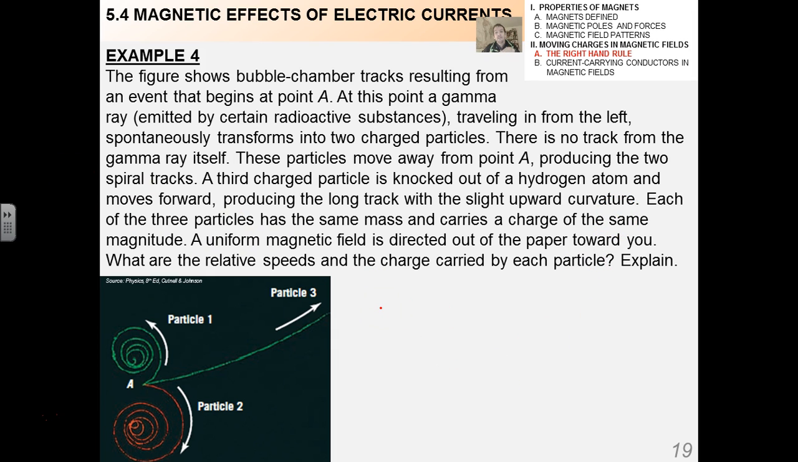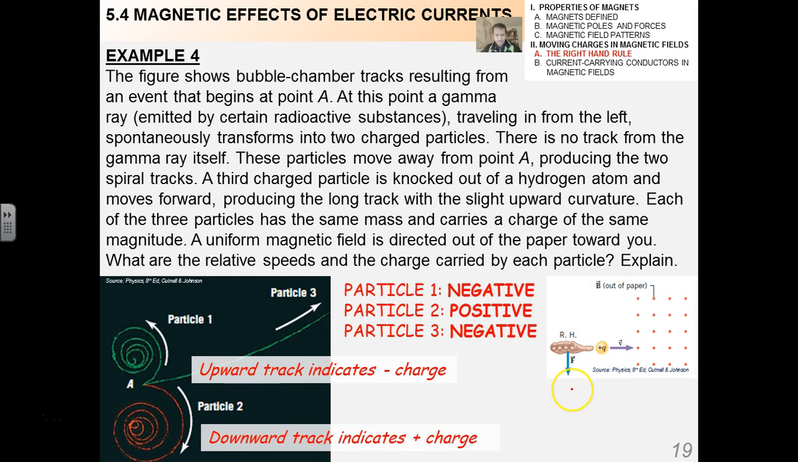There's a uniform magnetic field out of the paper towards you. What are the relative speeds and the charge carried by each particle? Very interesting, okay? All right. Turns out that particle 1 has to be negative. Well, why is that? Because there's an upward track. Its force is acting upwards and into the center. Let me get my pen here. There's a force acting upwards into the center of this spiral of this circle right here.